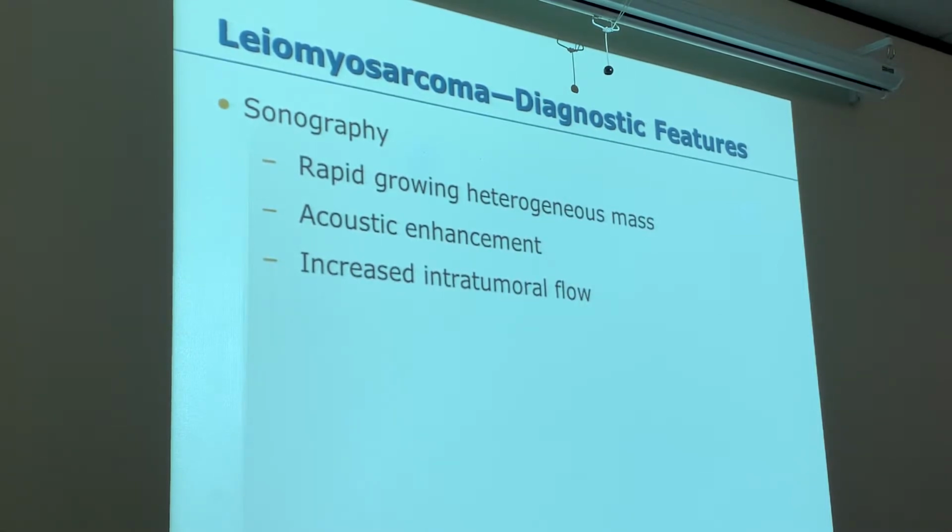You'll see a rapidly growing heterogeneous mass. It can have acoustic enhancement depending upon how much is cystic inside there, because with ultrasound, the sound travels through that water and then causes a brighter echo behind the mass. And of course, you'll have increased flow.